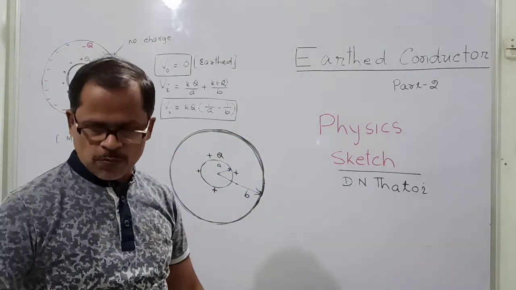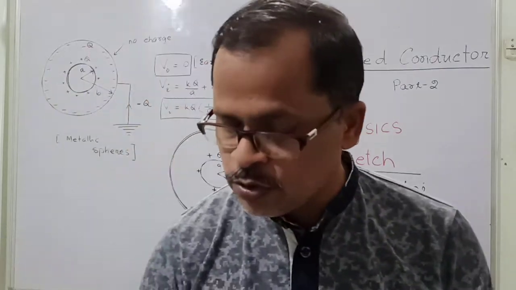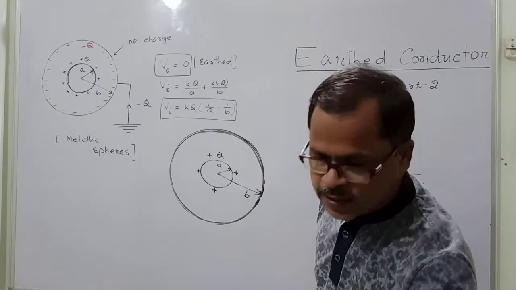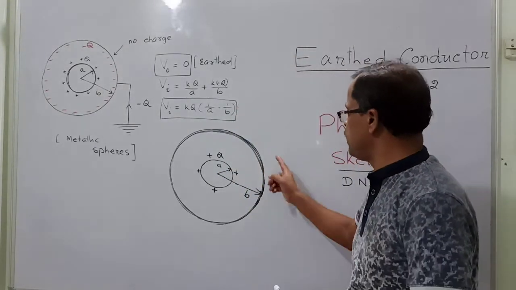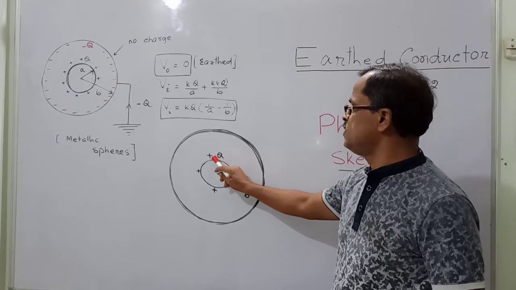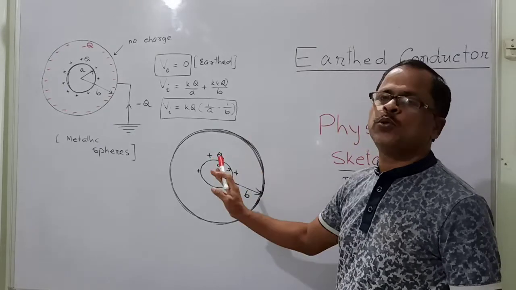So in the last class, we discussed that there are two spherical conductors. They are made of metal. The inner sphere has been given charge and the outer sphere has been given no charge.